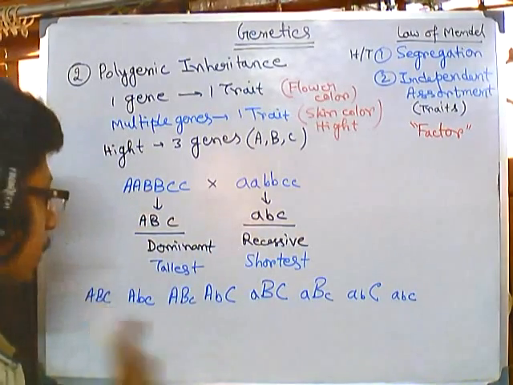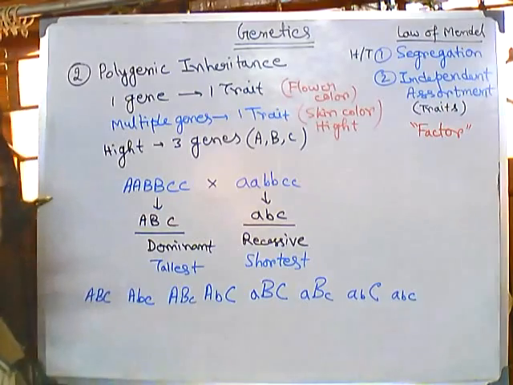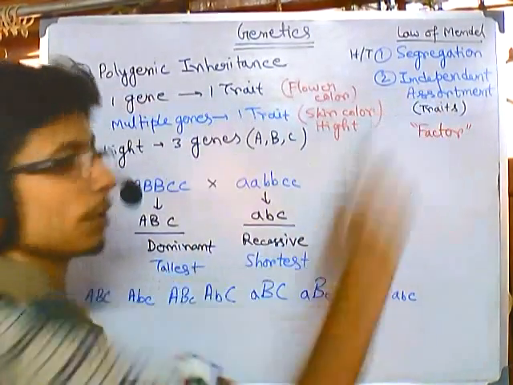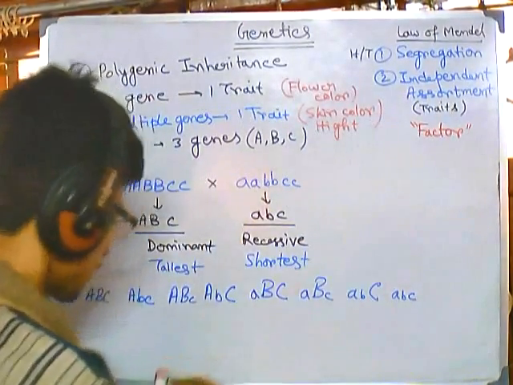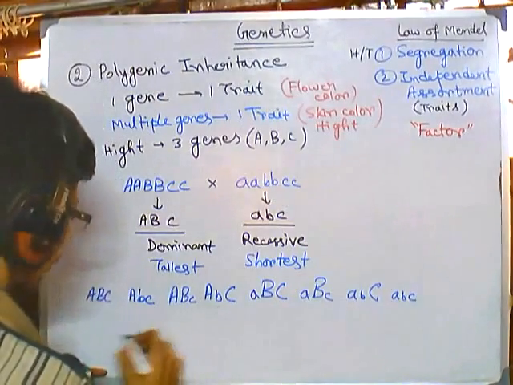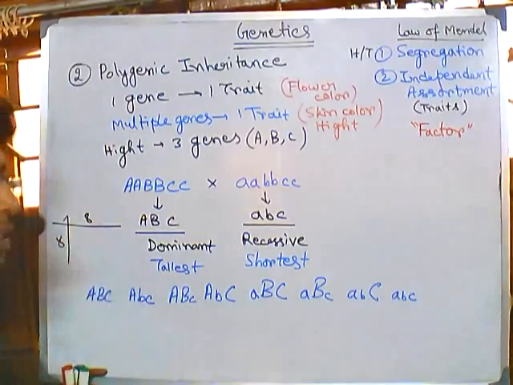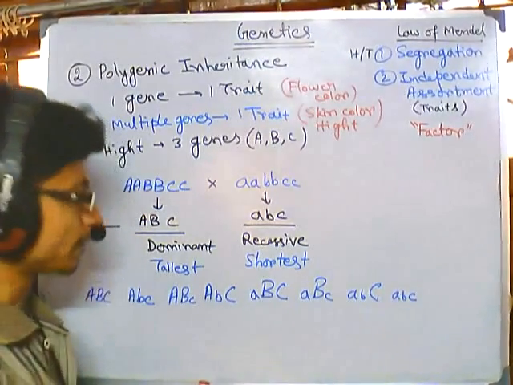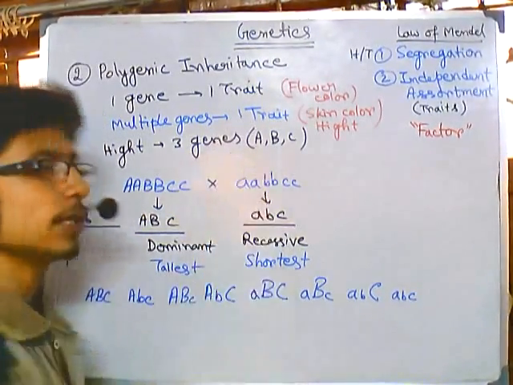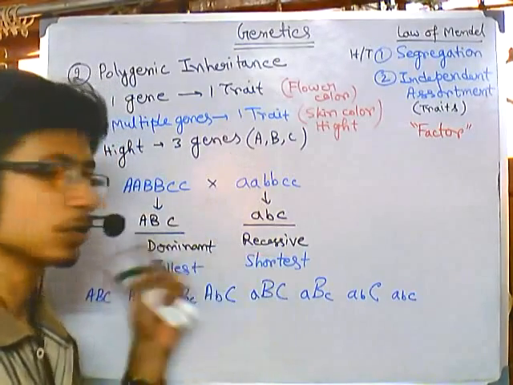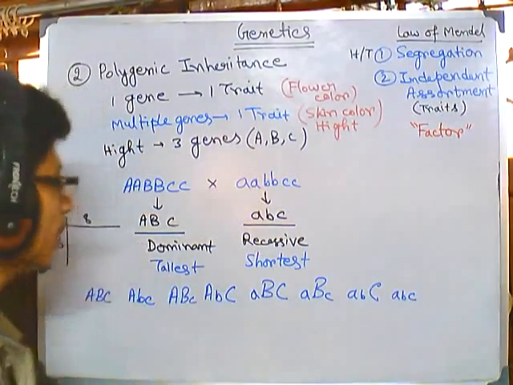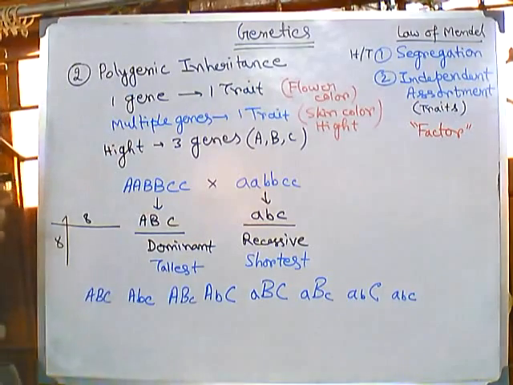So the gametes that are formed are of these 8 different combinations. So we are having 8 at the top. Remember, if we draw that Punnett square, 8 will be here, 8 will be here. So total 64 combinations. And from then we can get this kind of results where we can find whether they are going to be small, shortest and tallest.